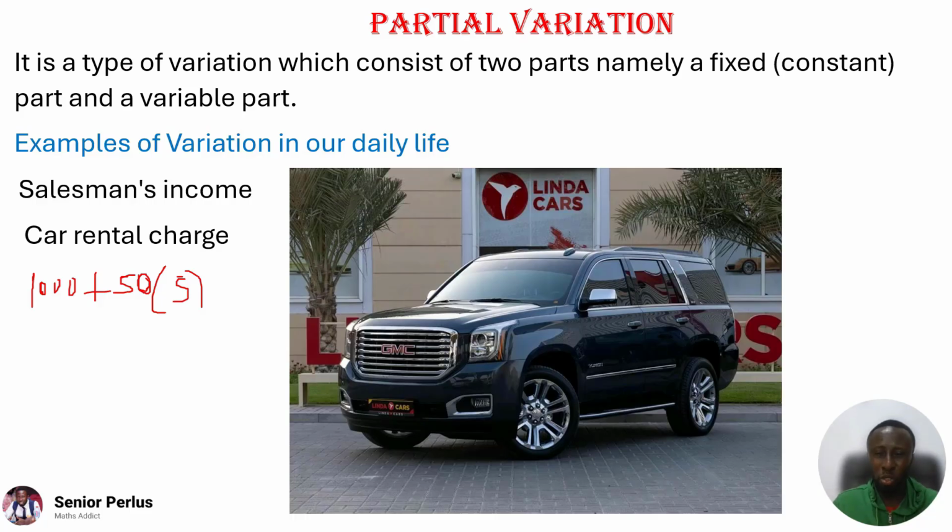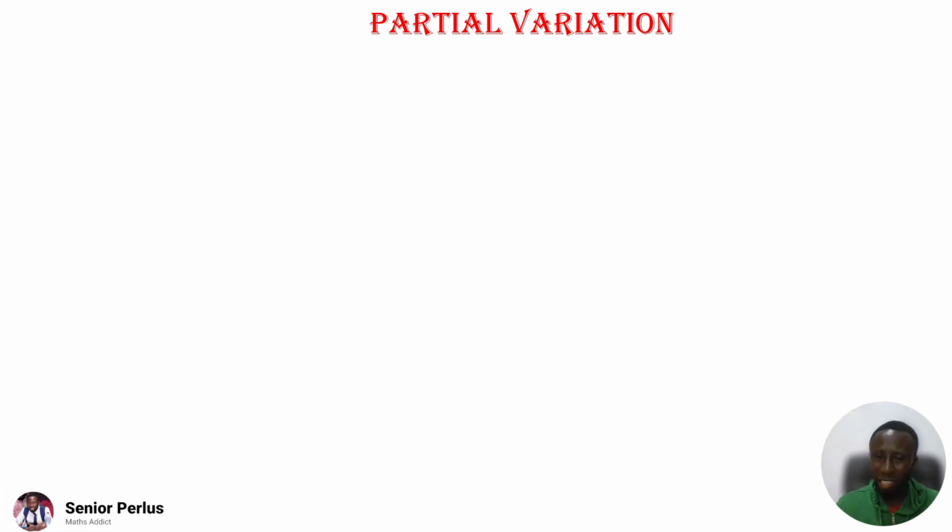MTN and Co., those network companies, also deal with the partial variation. They can pick you to go and talk to people to join our company, to register for our network. All those people deal with the partial variation. That's why I say we have the fixed and the variable part. So now we understand the partial variation.